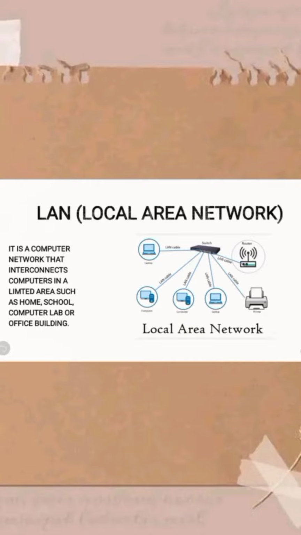Then types of network. We have here LAN, or the local area network. Local area network is a computer network that interconnects computers in a limited area such as homes, school, computer lab, or office building. So, in our school, we have the SKSU Public Wi-Fi, right? So, that is an example of LAN. Because it says here, it is only in a home, school, computer lab, or office building. So, that comprises the LAN.